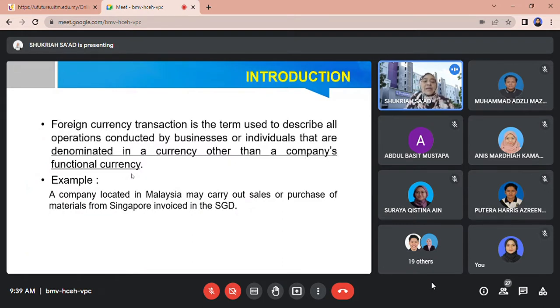Example dia kata a company located in Malaysia may carry out sales or purchase of materials from Singapore invoiced in the Singapore dollar. So company ni located in Malaysia, dia ada transaction with regards to foreign currency transaction, Singapore dollar. Functional currency ni adalah currency yang kita based on the primary economic environment. Dia ada indicators macam mana nak determine functional currency. So dalam case example ni, functional currency ni adalah Singapore dollar.